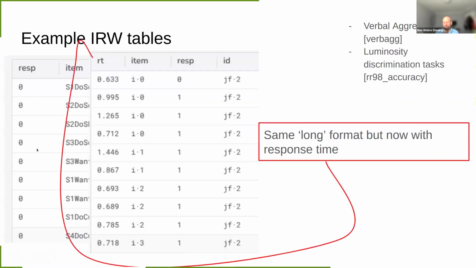Here's a different table. This is data from a set of luminosity discrimination tasks. What we have here alongside the three core elements is that we now also have response time, right? So you can see how response time has been included, and it's coded in seconds here.